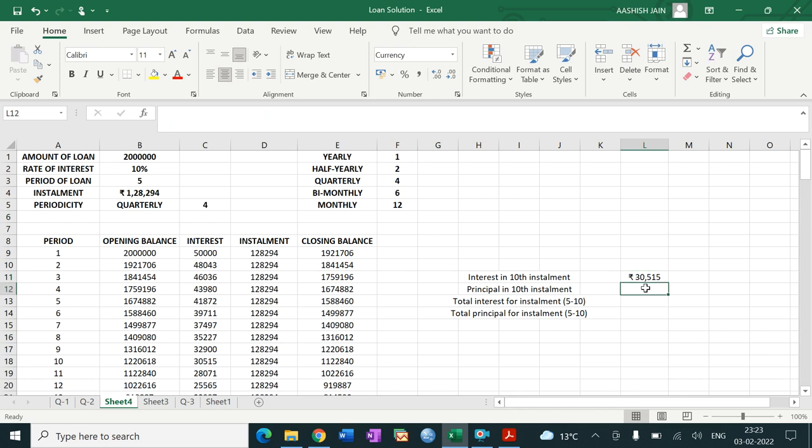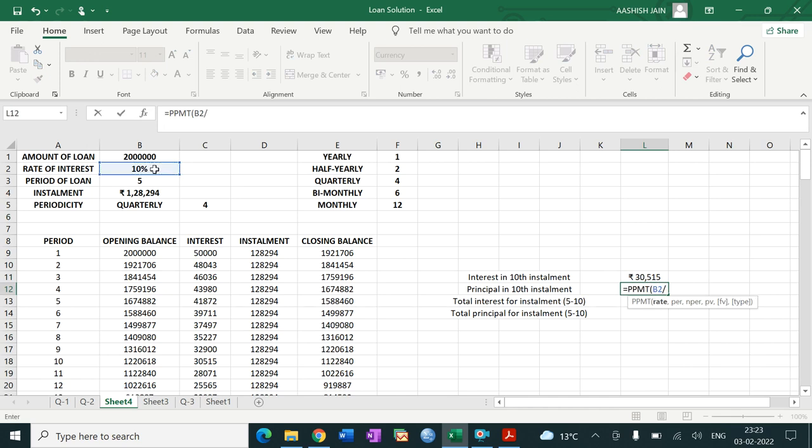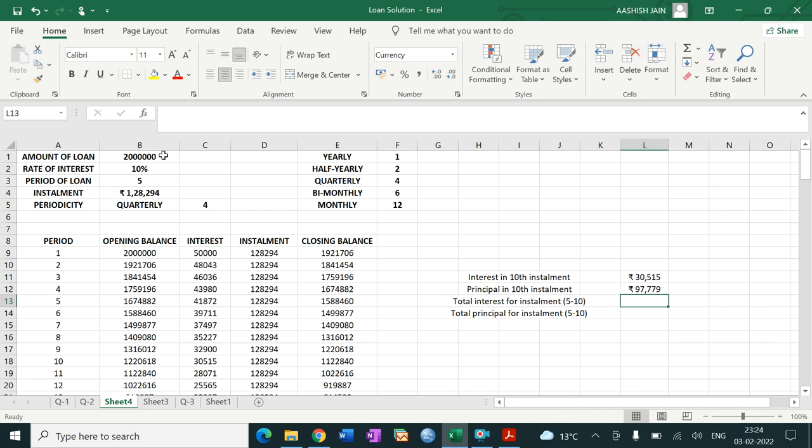Let's understand this principle. For this we need to put PPMT. PPMT rate, again 10% per quarter. Per period, that means for which period we are going to calculate the amount of principal, that is for the 10th installment. Total number of periods, that is 5 multiplied by 4, then put a negative sign for the present value, and then put zero value, it is for the end of this period, that is 97,779.